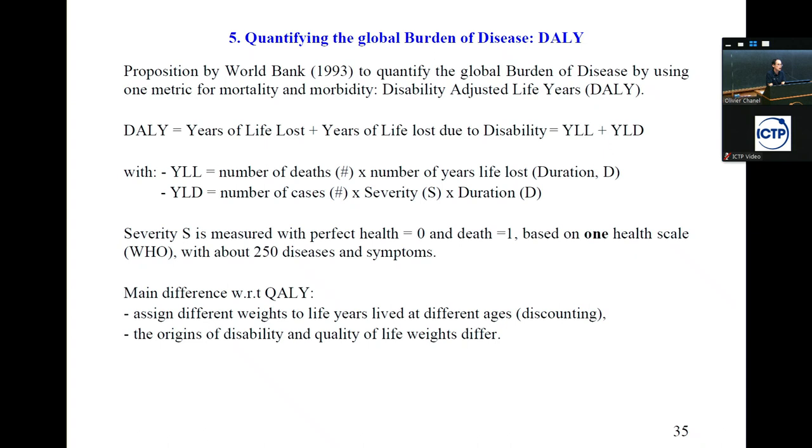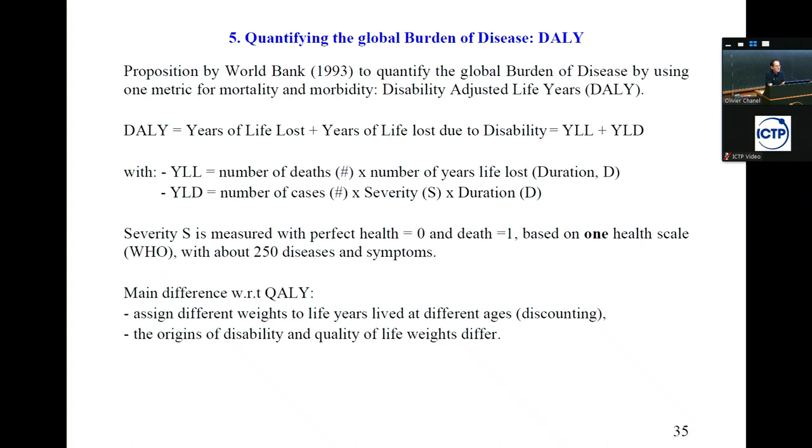It has advantages and also drawbacks, but the idea is that this disability adjusted life year, DALY, is the sum of the years of life lost and the years of life lost due to disability. That is YLL and YLD, with YLL being computed as the number of deaths times the number of years of life lost, and the YLD being the number of cases times the severity of the morbidity episode, or morbidity illness, times the duration. But pay attention to two things.